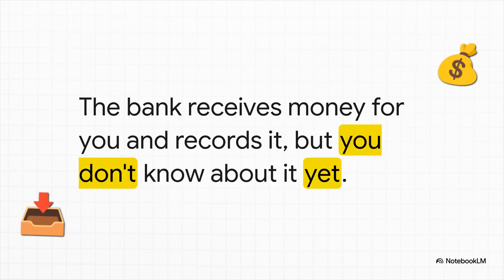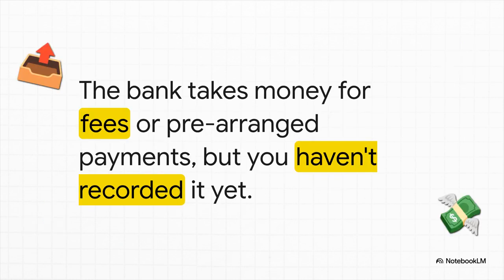Next up, sometimes the bank knows about money coming in before you do. A customer might go and deposit cash directly into your account. Or maybe you get some dividends from an investment that goes straight to the bank. The bank credits your account the moment it happens, but you probably won't find out until you get your bank statement. And you guessed it, the same thing happens with money going out. The bank might take its monthly service fee, or maybe you've set up a standing order to pay your rent automatically. The bank debits your account right then and there. But again, you won't know what happened until you see that statement.